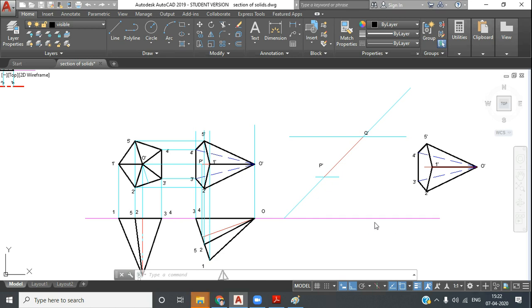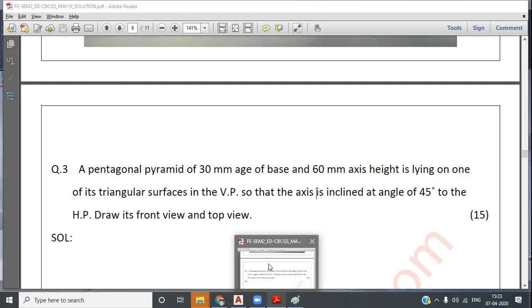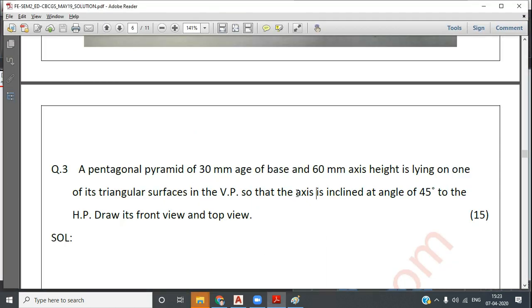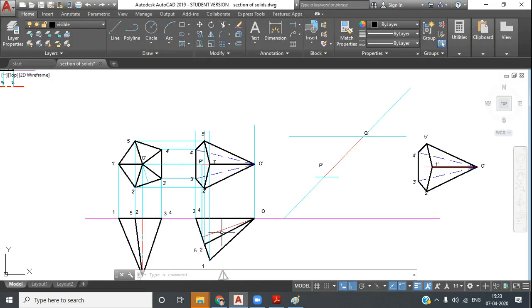Okay, so continuing again from the point where we stopped. What is the third step? The axis is inclined at an angle of 45 degrees. See this part very carefully. Axis is inclined means what? The true length of the axis is inclined. So you have the true length of the axis in this view.